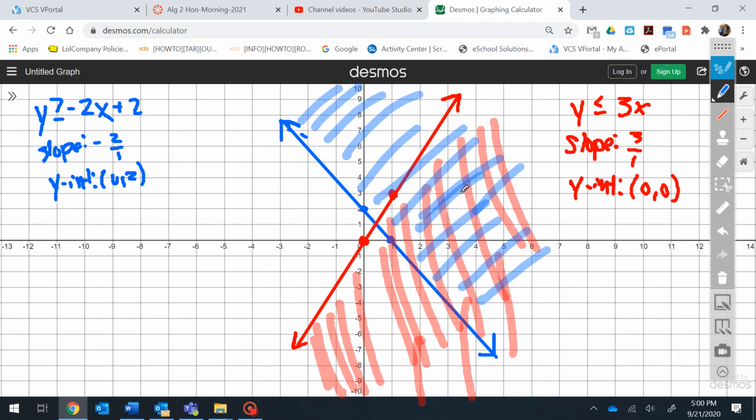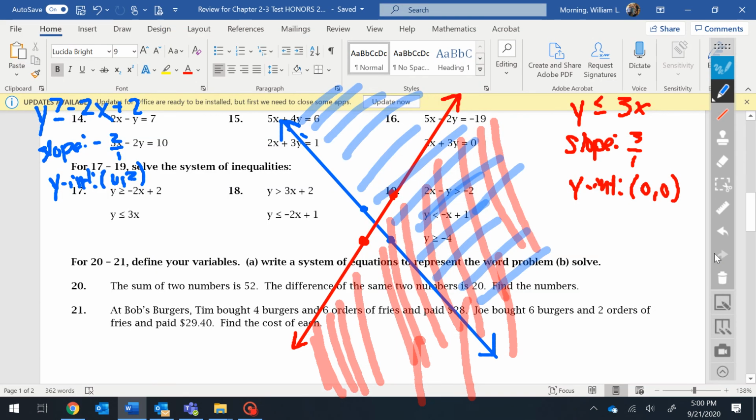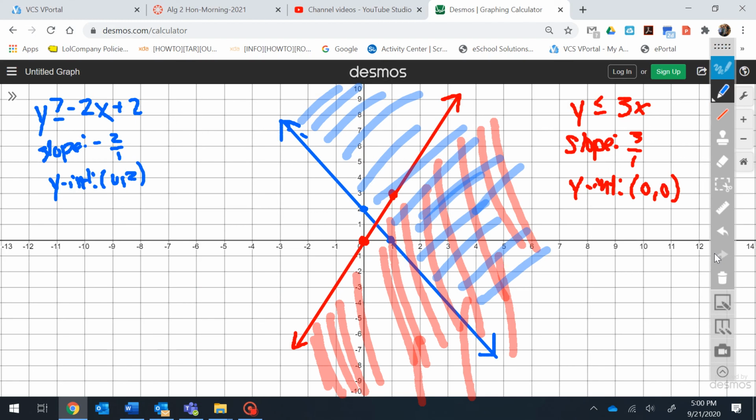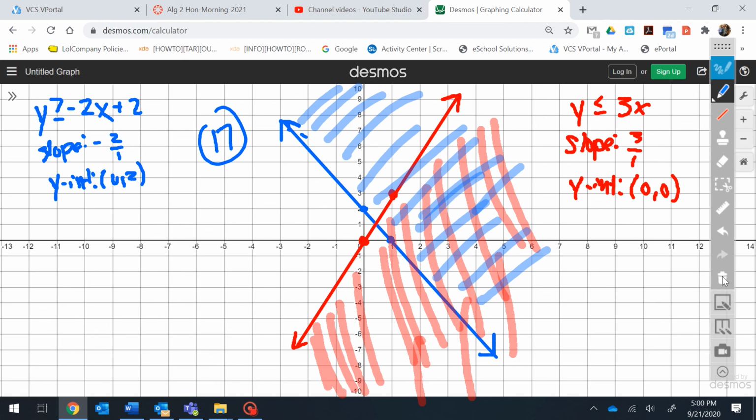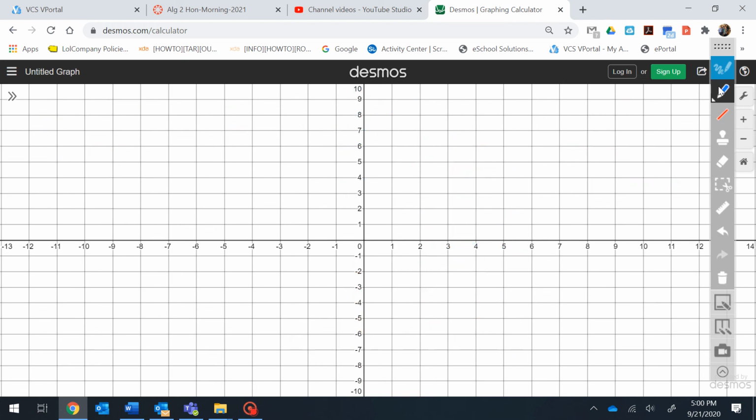We can pick any ordered pair in this area over here and plug it into our equations, and it will make sense. What number was this? This was number 17. All right, let's go ahead and look at number 18.